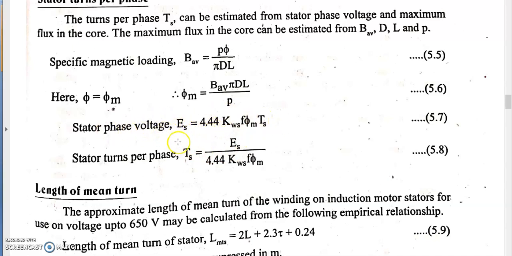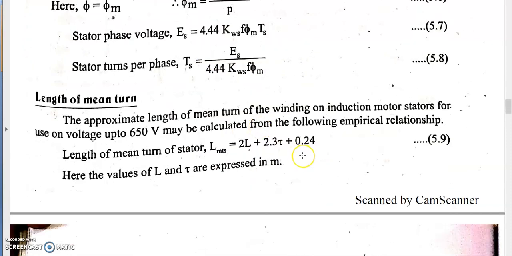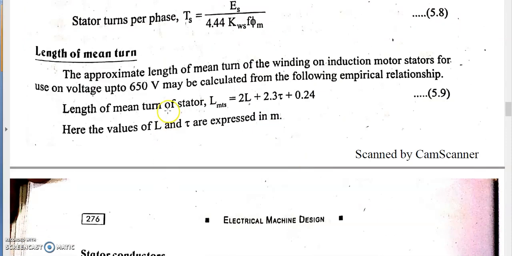Here this is the conventional EMF equation of any AC machine. Here ES is the stator phase voltage, that will be specified in the problem. From this we can calculate the stator turns per phase TS. If KWS, the stator winding factor, is not specified in the problem, we will assume a value of 0.955 for the stator winding factor. So from this EMF equation, we calculate the total number of turns per phase and the length of mean turn.